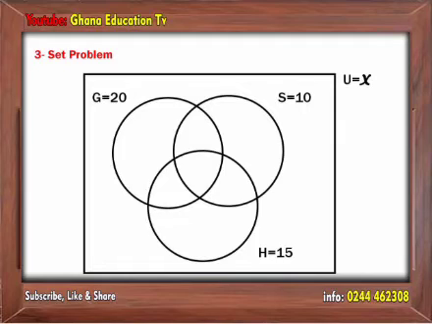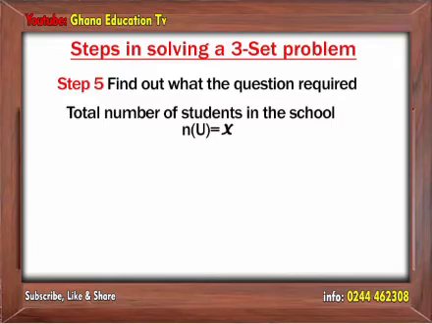After filling in your figures, you now find for what the question requires. In this case, we are finding for the total number of students in the school. In this case, the total number of students in the school was represented by X. As you are solving for the total number of students in the school, that is N of U, and which was represented by X, the question can again ask you to find any number of students in the school, being intersection or prime. But in this case, the question requires us to solve for the total number of students in the school.